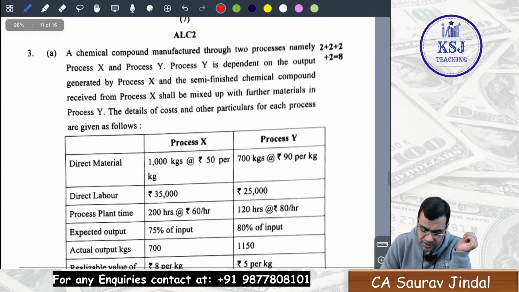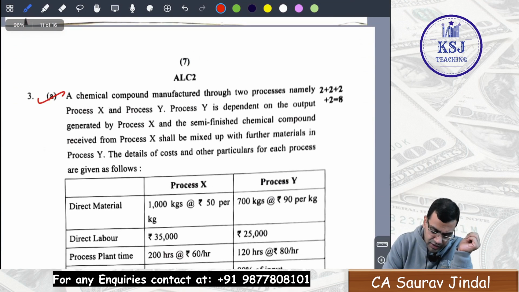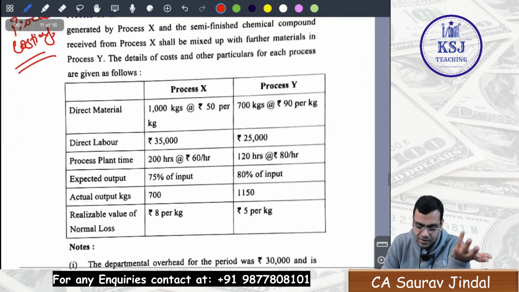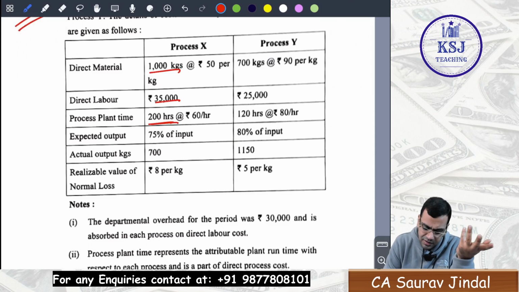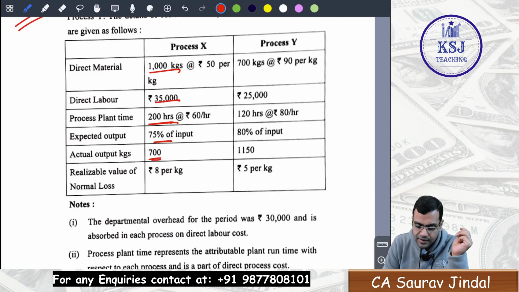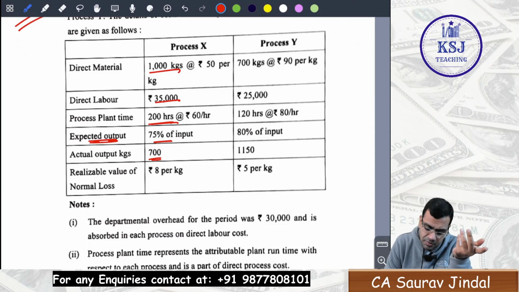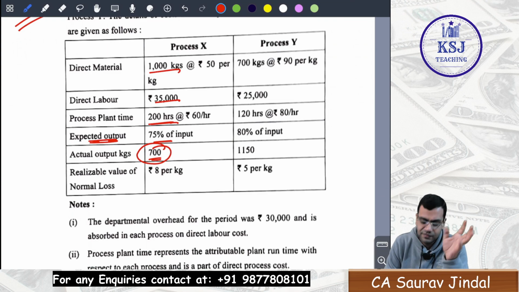Then process costing, also not a very difficult question. Process costing, the preparation of process accounts, not the statement of equivalent production which we normally expect, right? Process X, process Y, direct material, labor given, process plant time is given, that is also a direct expense. Expected output, 75% of input, actual output in the kgs, right? And then expected is the remaining will be the normal loss. 25% is normal loss, and here 20% is normal loss. Actual output, then you have to find out if there is abnormal loss, abnormal gain, or something of that sort.